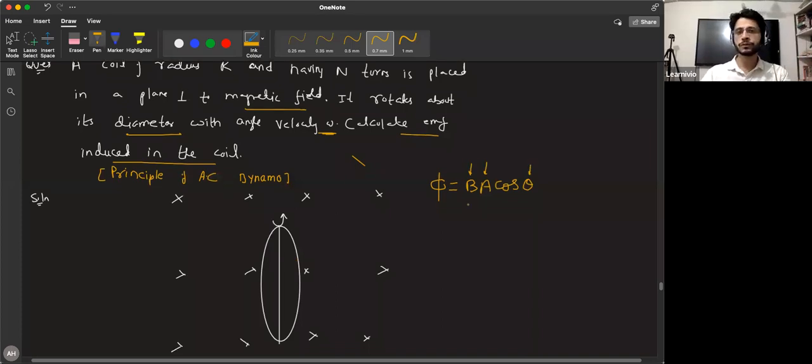Area vector is perpendicular to the area. For this particular coil, this coil is placed in YZ plane. So this is the area vector right now, along the x-axis. But when it rotates, the angle between area vector and magnetic field will change, right? So according to the diagram, this is the magnetic field and your coil is placed in this way. This is the direction of area vector. So the angle is 90 degrees.